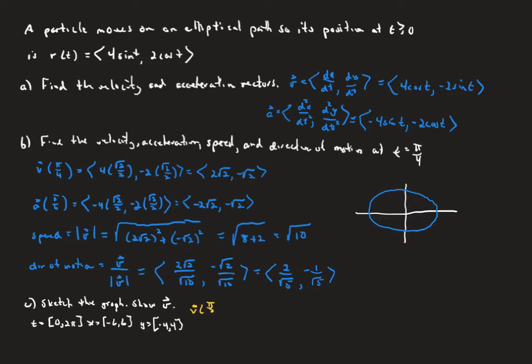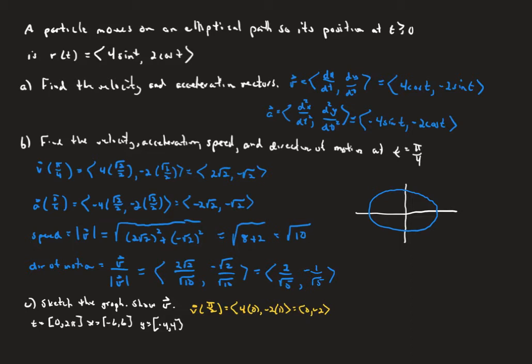So when we evaluate our velocity vector at pi over 2, our velocity vector was 4 cosine t, so we're going to get 4 times the cosine of pi over 2, which is 0, and negative 2 times the sine of pi over 2, which is 1, and so our velocity vector is 0, negative 2.